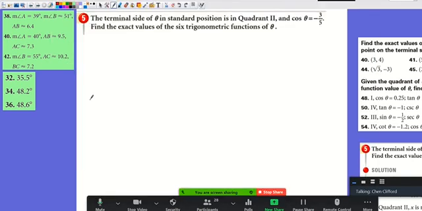Okay, so let's say we have a problem like this. The terminal side of theta in standard position is quadrant 2, so cosine is -3/5. Find the exact values of the 6 trig functions.